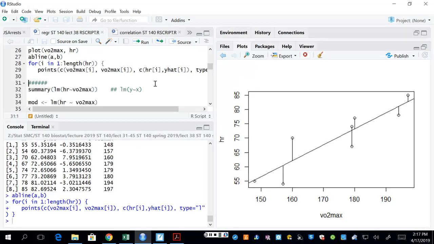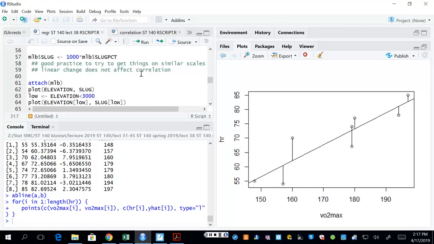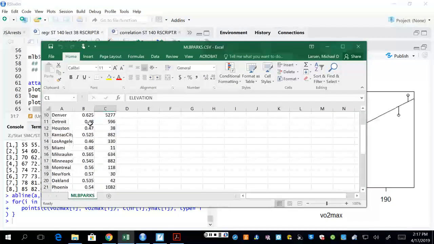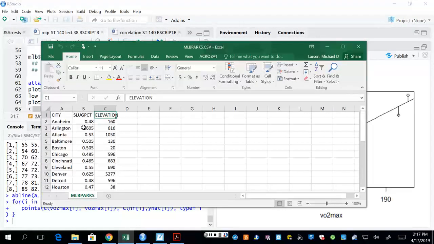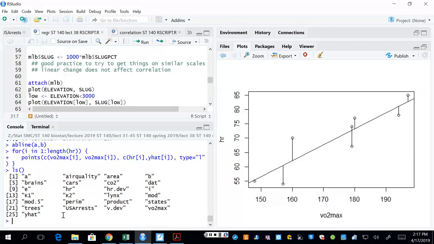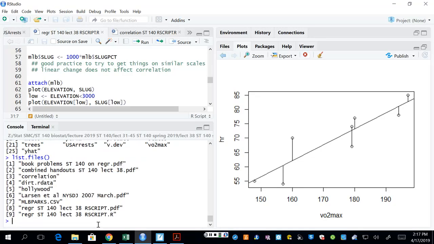Well, we could do a little bit of work. There's a data set. These are the data that's actually from that article, Chance magazine. So it's the city, slugging percentage, and elevation. We can read that. Is it in here yet? No, it's not in there. So list.files lists the files that my directory is looking at. So it's looking at that and it's there. So I can read that thing in.